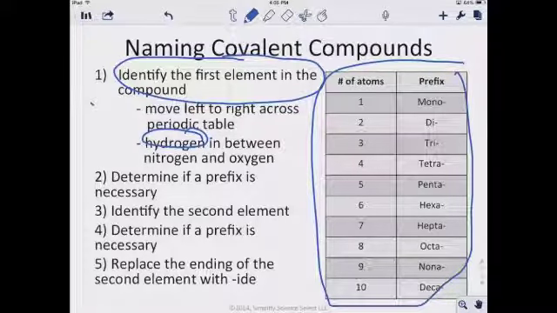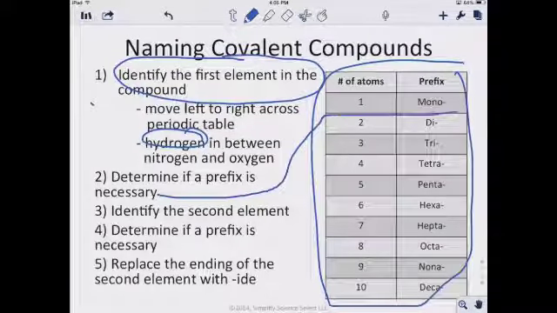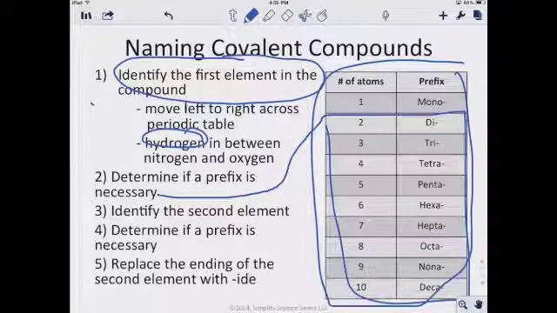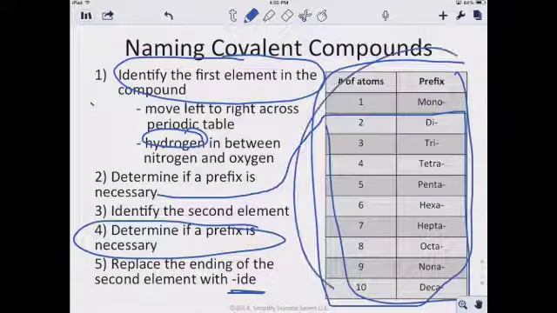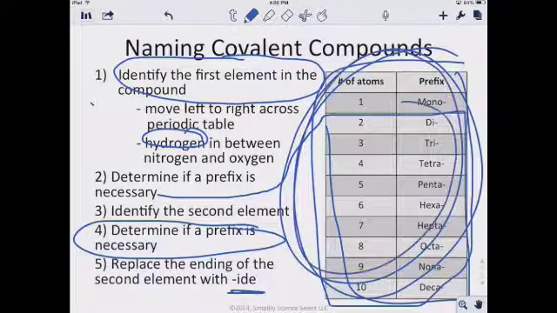And we determine if a prefix is necessary. On the first one, a prefix is only necessary if it's 2 or up. We identify the second element, moving from left to right across the period, and determine if a prefix is necessary. On the second one, a prefix is always necessary. And then we replace the ending of the second element with -ide. A lot of words, but it's really simple once we get to it. The big part is making sure we know our prefixes.